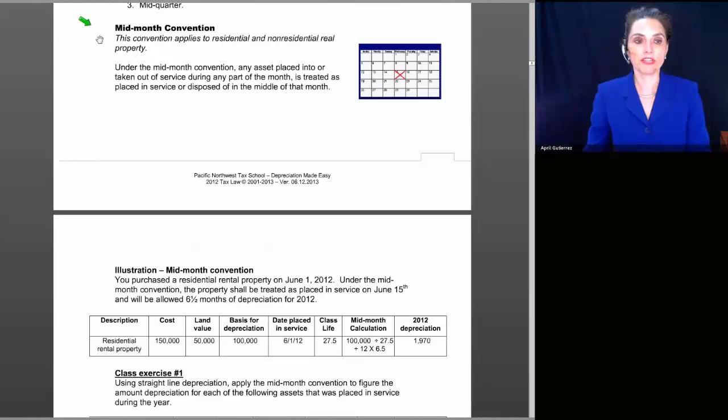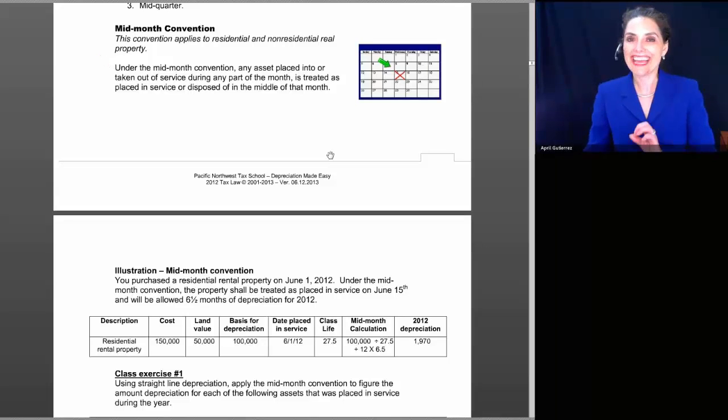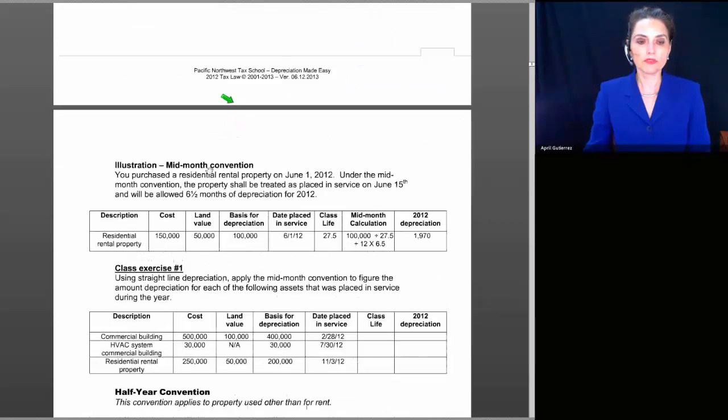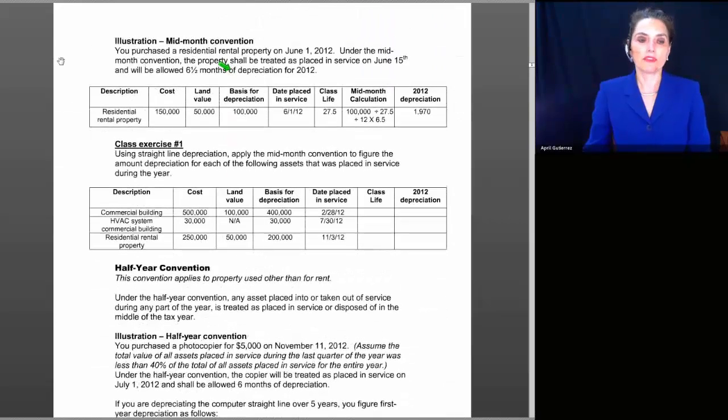Beginning with the mid-month convention. This convention applies to residential and non-residential real estate. And under the mid-month convention, any asset placed into or taken out of service during any part of the month is treated as placed in service or disposed of in the middle of the month. So you see I've got a calendar here. And if you purchase an asset that is real estate, and you're going to be claiming depreciation deductions for that real estate, then it doesn't really matter what day of the month you bought it; when you place it in service, depreciation will be calculated assuming that it was placed in service on the middle day of the month. So here is an illustration of how the mid-month convention works.